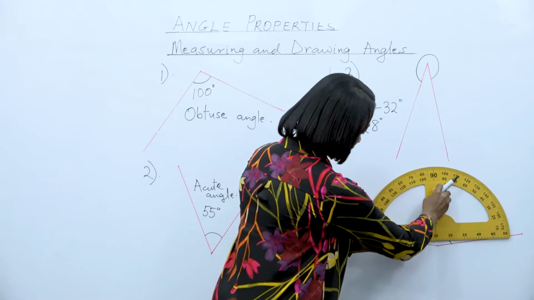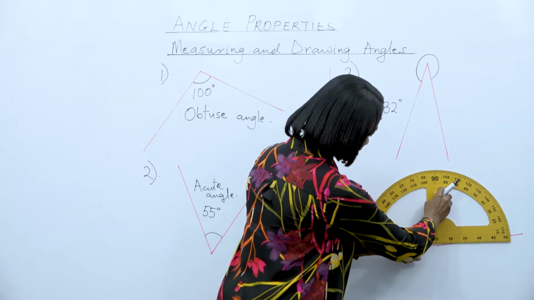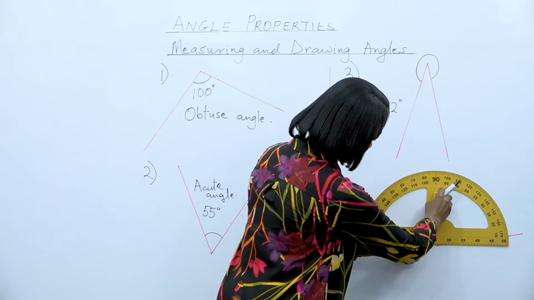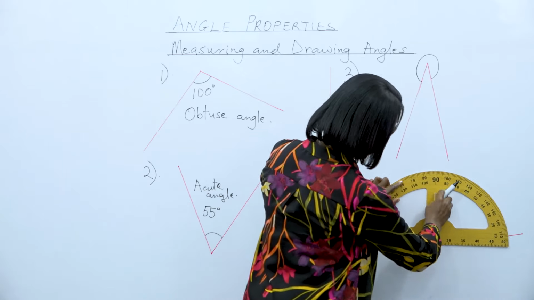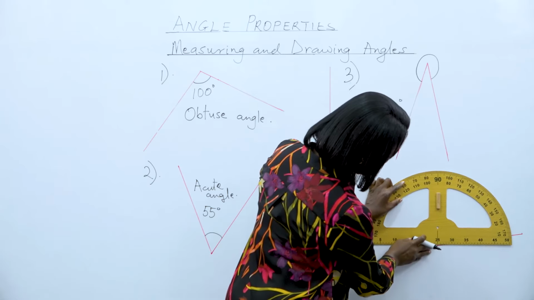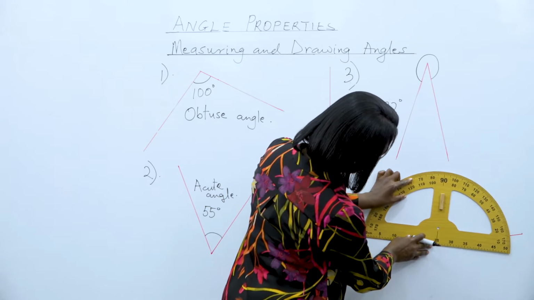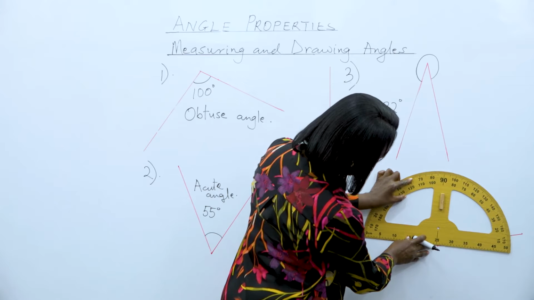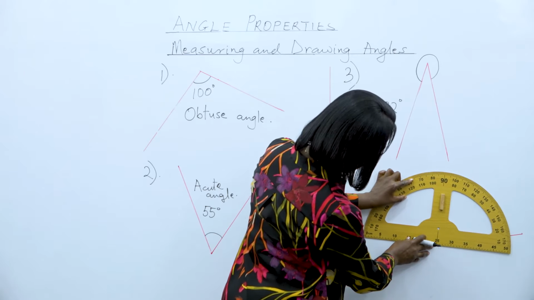So that's the center of my protractor. So I align it at the center, as you can see. Then I turn this so that it matches the zero line. Good. Then I can measure.